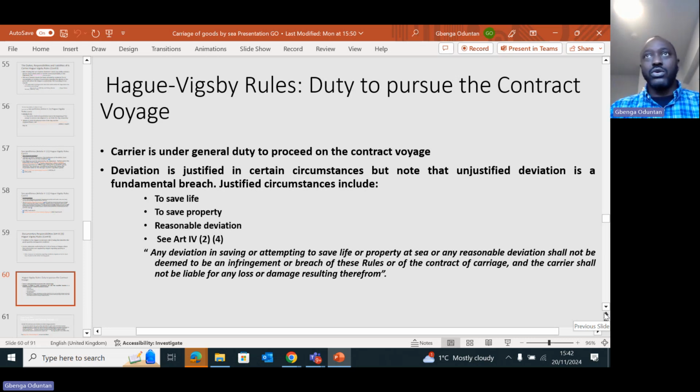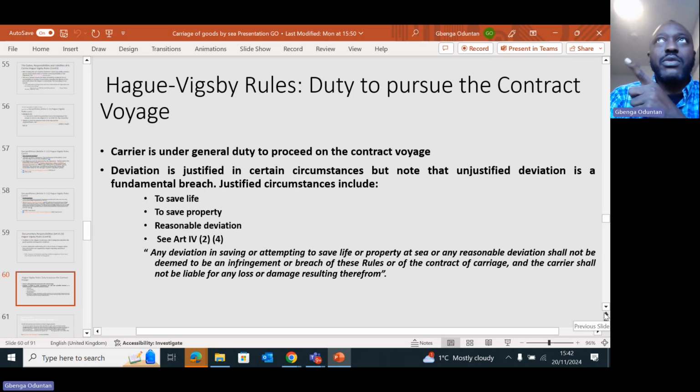It exposes the goods to the possibility of more time. Time is of essence in business. Time is of essence with exports, and it might have contributed to the loss. So deviation is a strong vitiating factor in maritime transportation contracts.